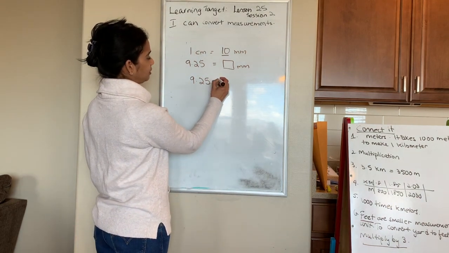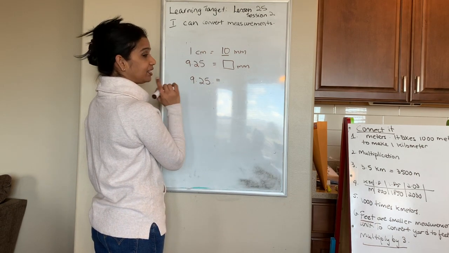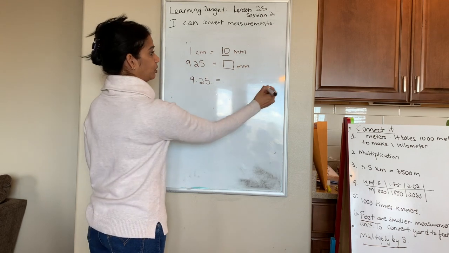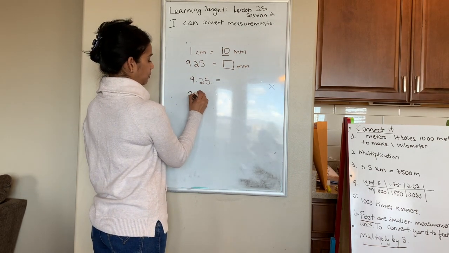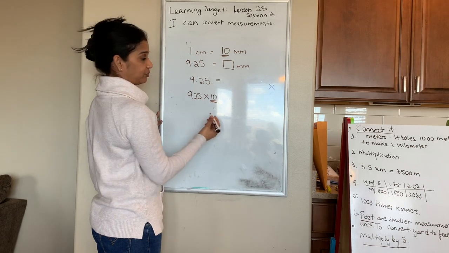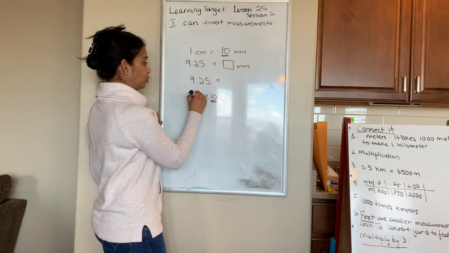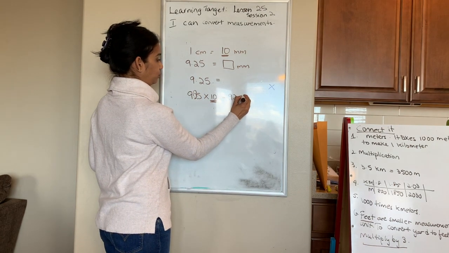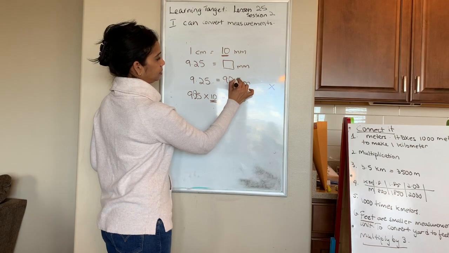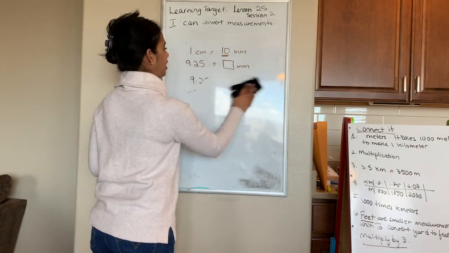So how do we know how many millimeters are in 1 centimeter? 10, so now we're doing 9.25. And because this is a bigger number, remember, it's a smaller unit, so it's a bigger number, what do we do? We multiply. So we are going to multiply 9.25 times 10. Why 10? Because 10 is the measurement, right? And 10 has 1 zero, so how many spaces are we gonna move when we multiply decimals? You guys all know this, 1. So we got 92.5 millimeters. Got it?